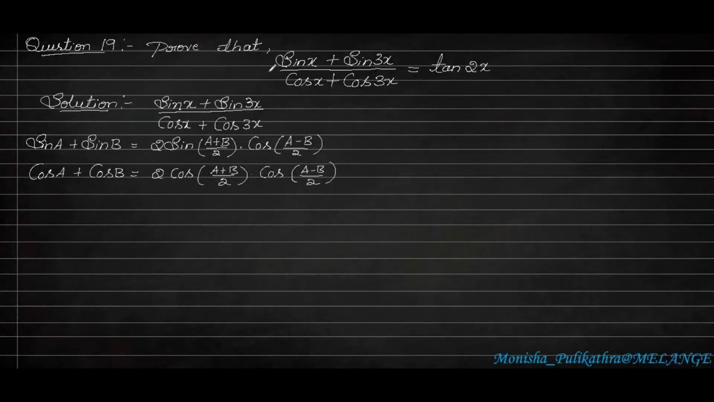Moving on to the 19th question. It is also the same as the previous questions. Here, (sin x plus sin 3x) divided by (cos x plus cos 3x). We have to prove that it is equal to tan 2x.